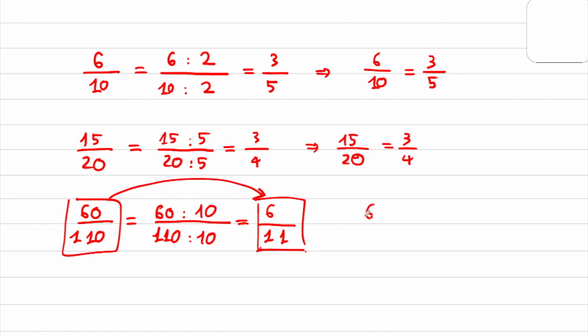Okay, how about 6 over 9? Which number can we divide by? You get 6 divided by 3 and 9 divided by 3 here. After that, you get 2 over 3. 2 over 3. Okay, so that is the step for finding an equivalent fraction by division.